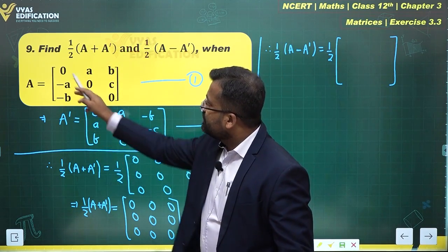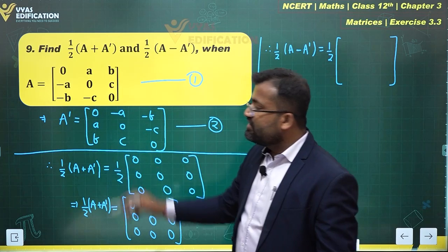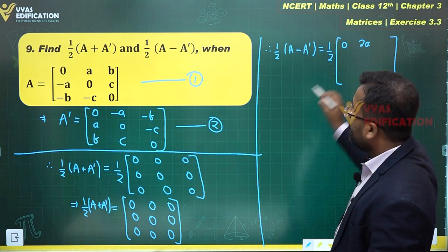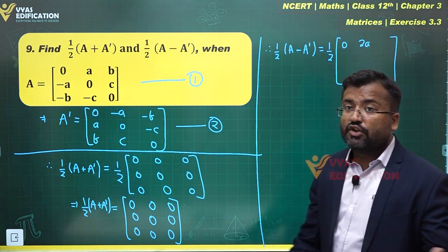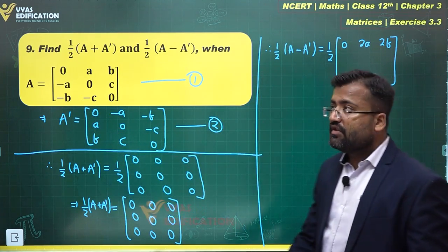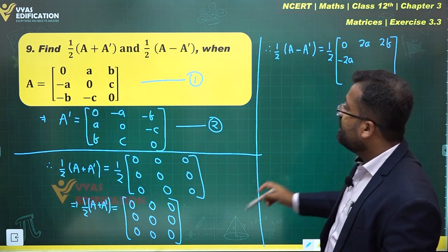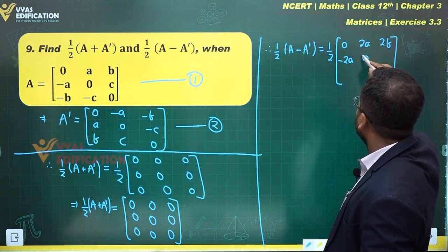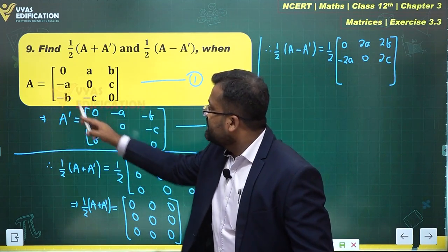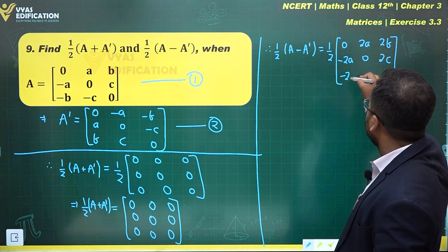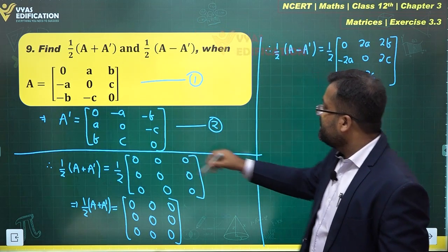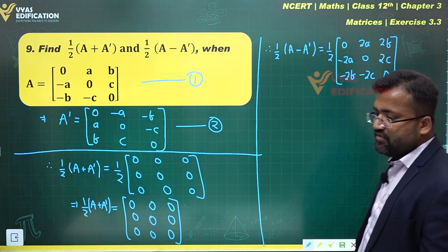A minus A transpose. 0 minus 0, which is 0. A minus of minus A, what is that? A plus A, which is 2A. Okay. B minus of minus B, what is that? 2B. Minus A minus A, which is minus 2A. 0 minus 0 is gone, 0. C minus of minus C, which is 2C. And minus B, which is minus 2B, minus C, which is minus 2C, 0 minus 0, which is 0 over here, right? This is what I obtain.